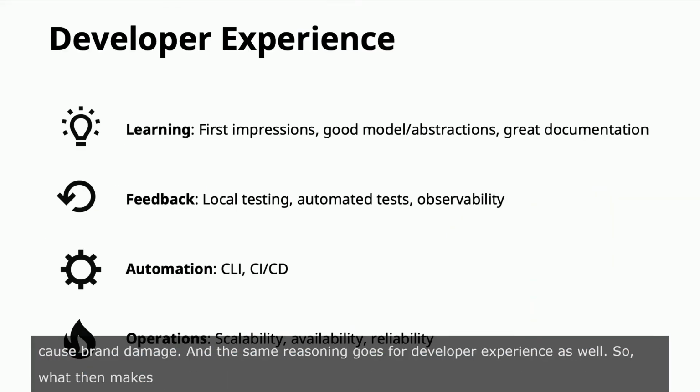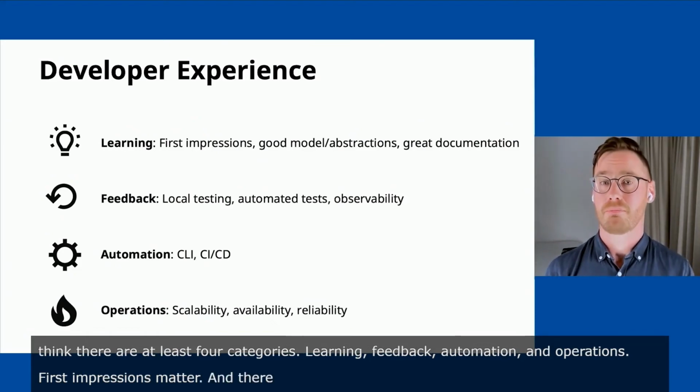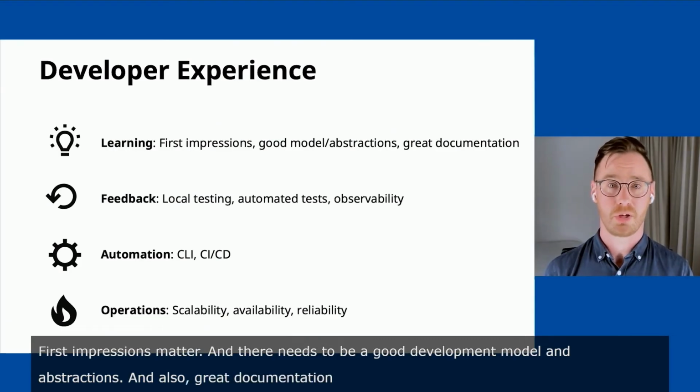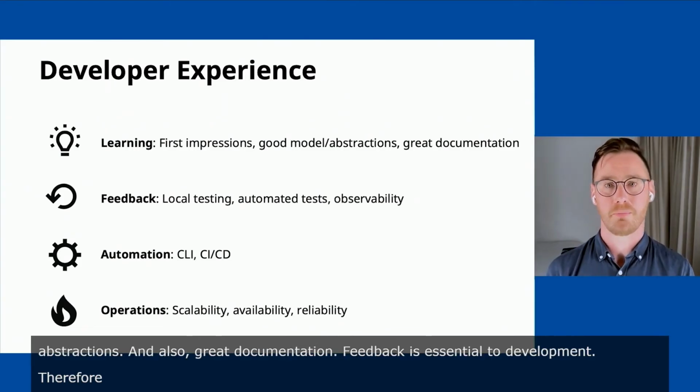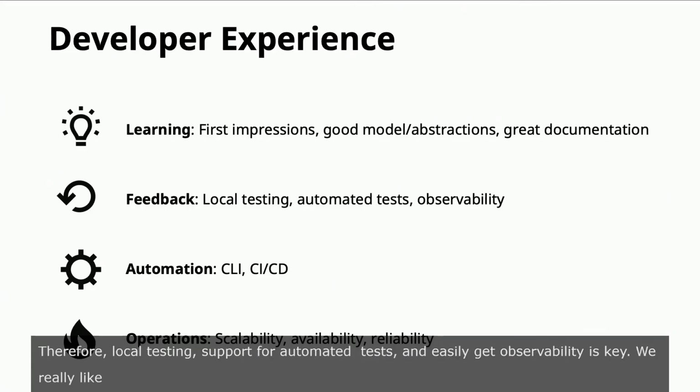So what then makes for a good developer experience? For web development at this scale, I think there are at least 4 categories: learning, feedback, automation, and operations. First impressions matter, and there needs to be a good development model and abstractions, and also great documentation. Feedback is essential to development. Therefore, local testing, support for automated tests, and easy to get observability is key. We really like OpenTelemetry, by the way.